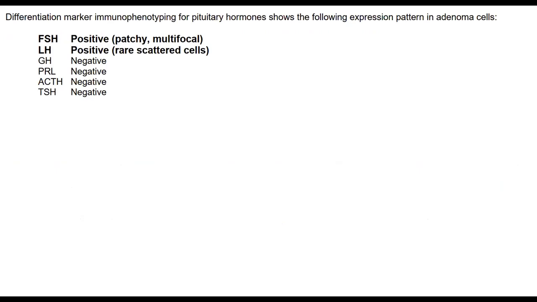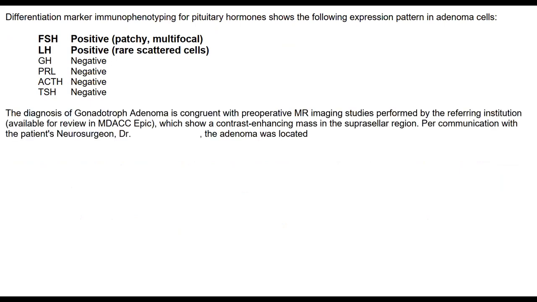And here's the pituitary hormone immunophenotyping, positive patchy multifocal for FSH and rare scattered LH. That's exactly what gonadotroph adenomas look like. They virtually never have diffuse, strong positivity like you might see in other tumors. Diagnosis: gonadotroph adenoma, congruent with pre-op imaging studies performed at an outside institution, which we can see, show a contrast enhancing mass in the suprasellar region, per communication with the patient's neurosurgeon. Yeah, you can figure it out. Plus everyone knows who does 99.9% of the pituitary adenomas at MD Anderson Cancer Center. That's a really long name, isn't it?